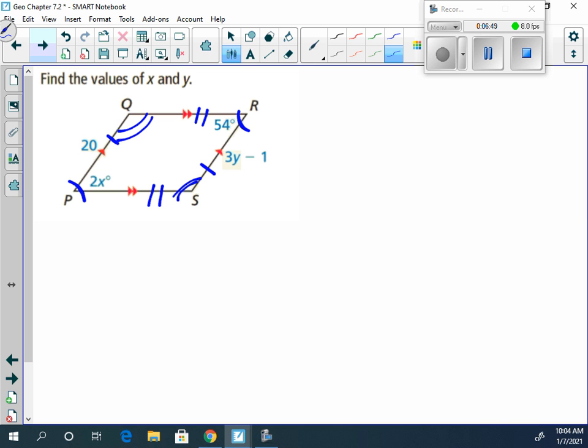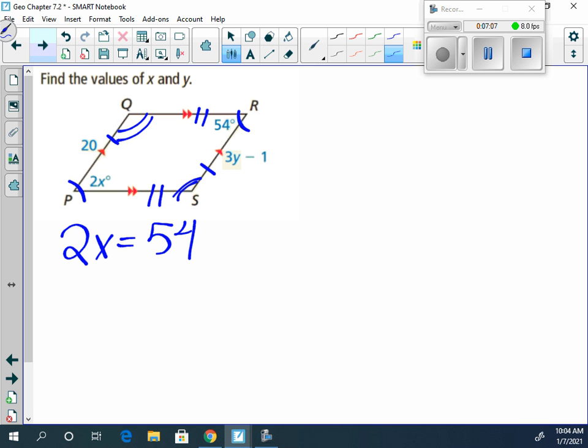So I see 2x is one of my angles. And it here is going to equal, well, 54 degrees because 2x and 54 are opposite angles inside the parallelogram, so they are congruent.